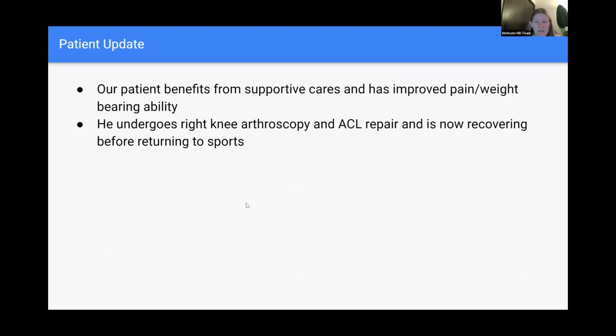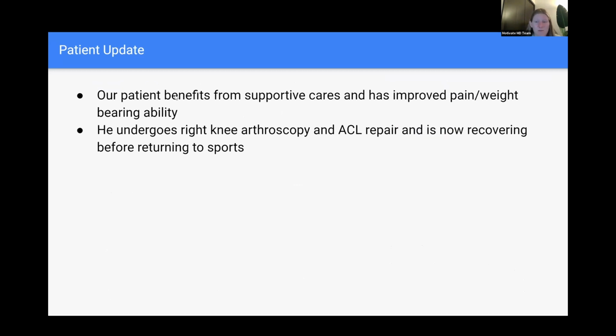So to finish our case, our patient benefits greatly from the supportive care that we just talked about, has great control of the pain, and has gained back a lot of weight-bearing ability, and does elect to undergo a right knee arthroscopy and ACL repair, and he's now recovering before returning to sports.